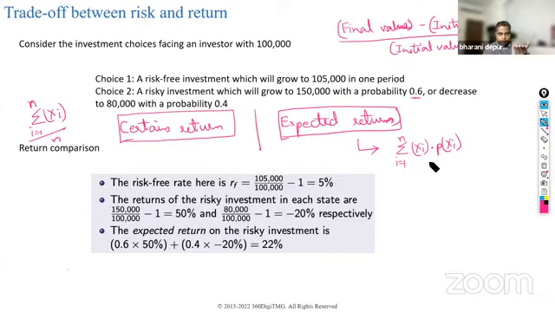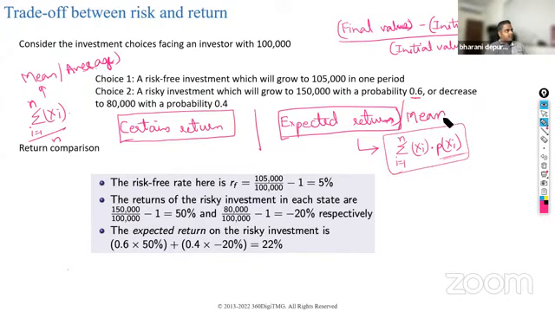When probability is associated, the mean formula, mean or average, changes, and all you do is multiply this with the probability value and give it a name called expected return or mean. That is why expected return is calculated for your risky investment. But for your risk-free investment, you'll 100% get whatever the person is promising.